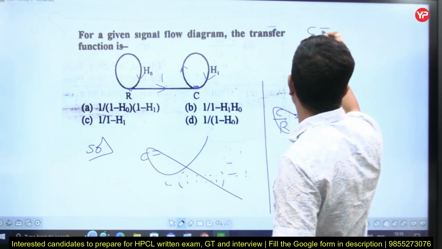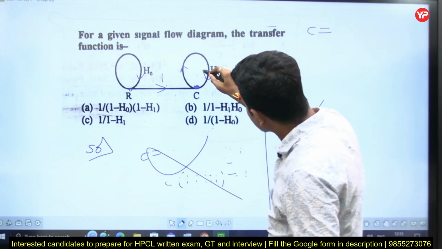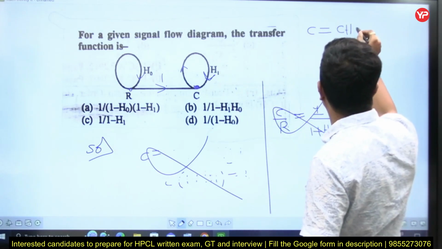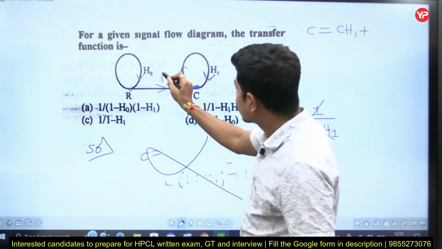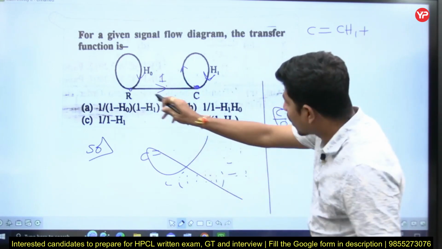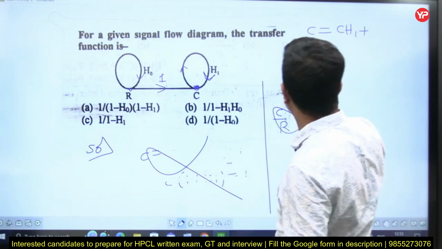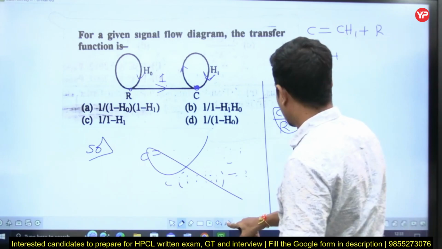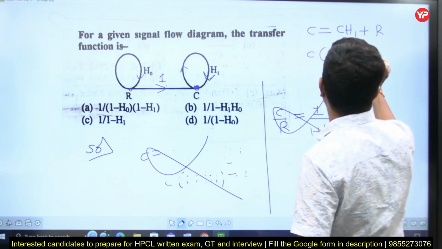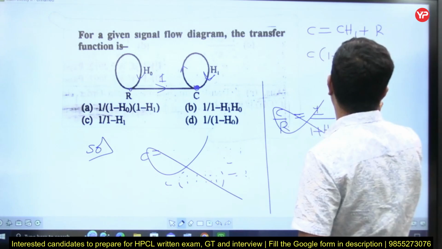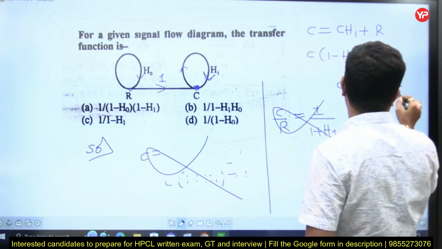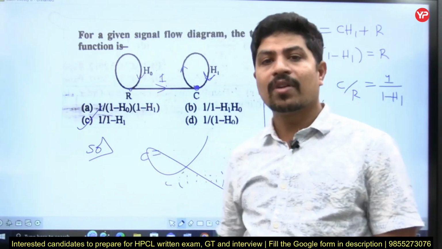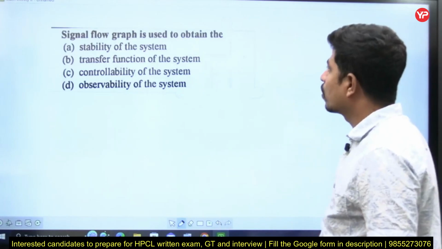Now C is equal to this node value. This node itself is incoming to the same node with the help of H1. Therefore that is C H1 plus another incoming, 1 into this R, incoming node into branch gain. So C into 1 minus H1 is equal to R. Therefore C by R is equal to 1 by 1 minus H1. Option C suits very well for the given question. Let's go to the next question.